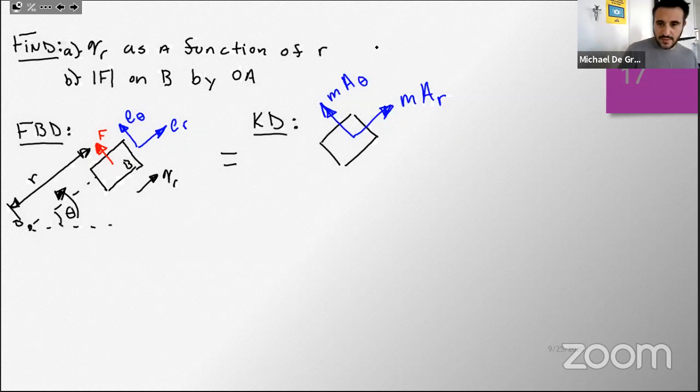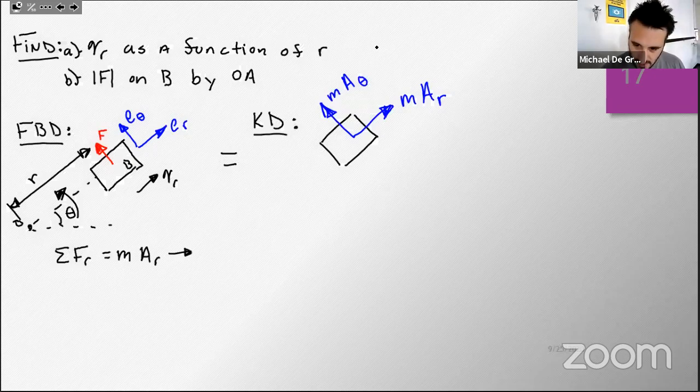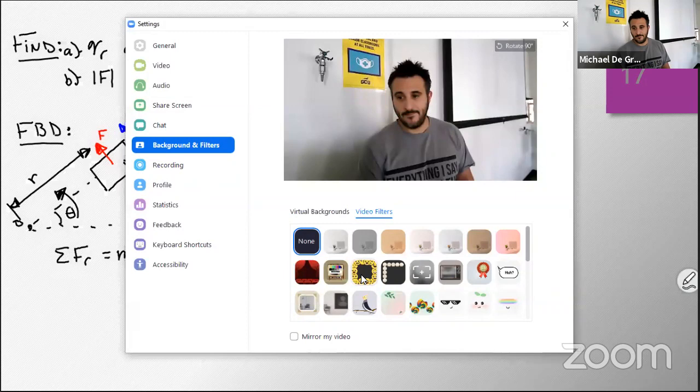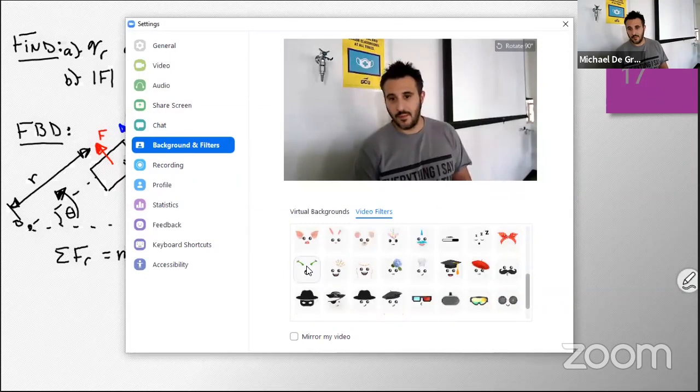All right, so where do we even start, right? Same place we always do. We have a free body diagram. I'm going to sum my forces in the radial direction. That's equal to mass times my acceleration in the radial direction. What are my forces in the radial direction? Guys, what forces do I have in the radial direction?